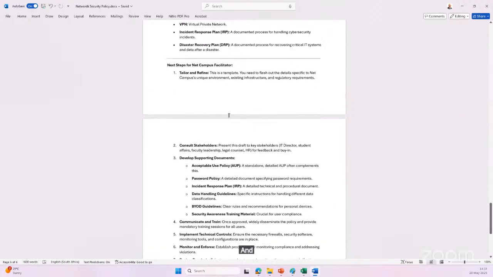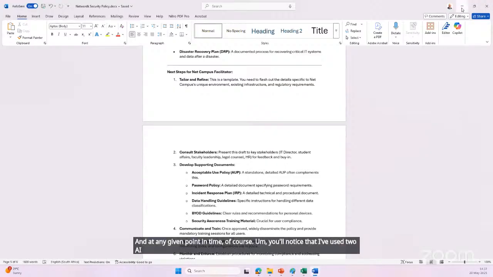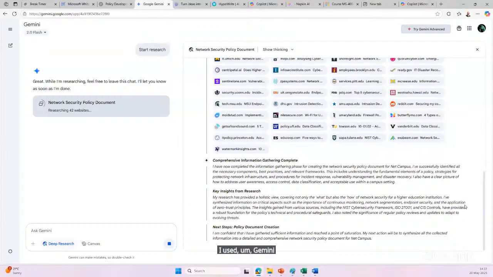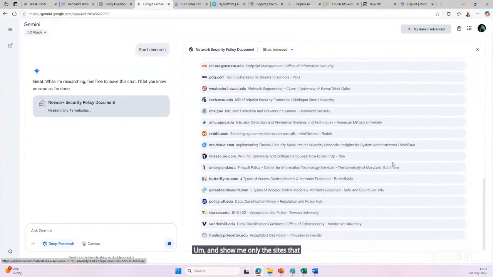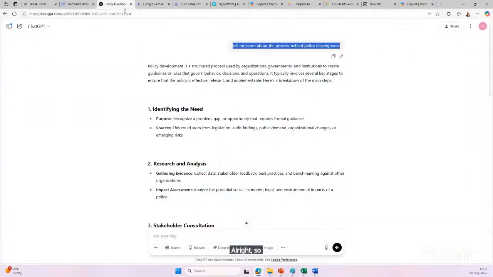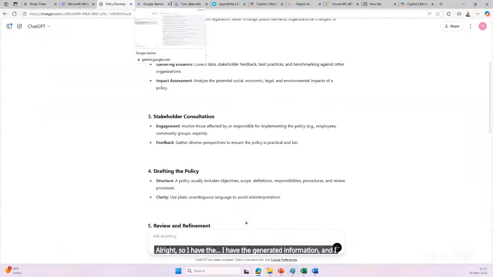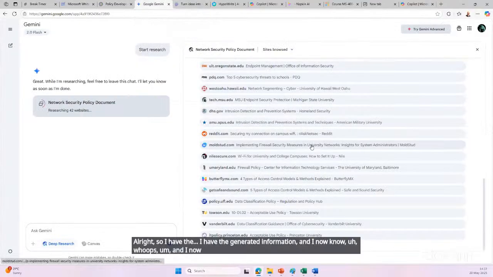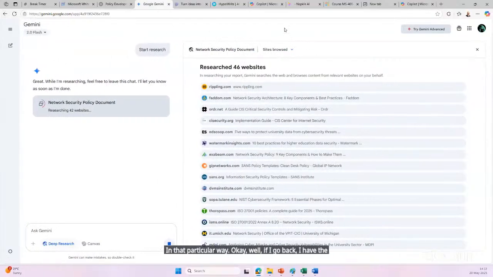And at any given point in time, of course, you'll notice that I've used two AI services. I used Gemini to do the generation for me, okay? And over here, let's say show the thinking and show me only the sites that were browsed for the contents. All right. So I have the generated information, and I now know why it was generated in that particular way. Okay. Well, if I go back, I have the generated content. Should really have opened up a new tab, but that's beyond the scope.